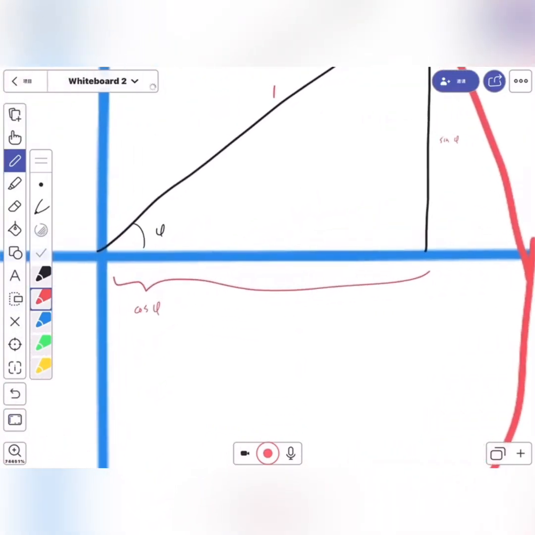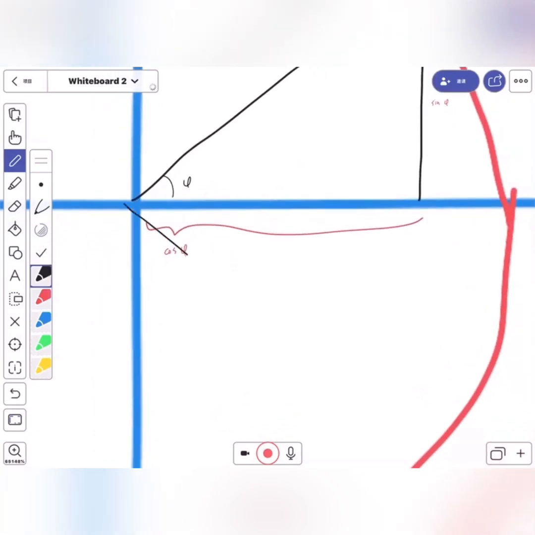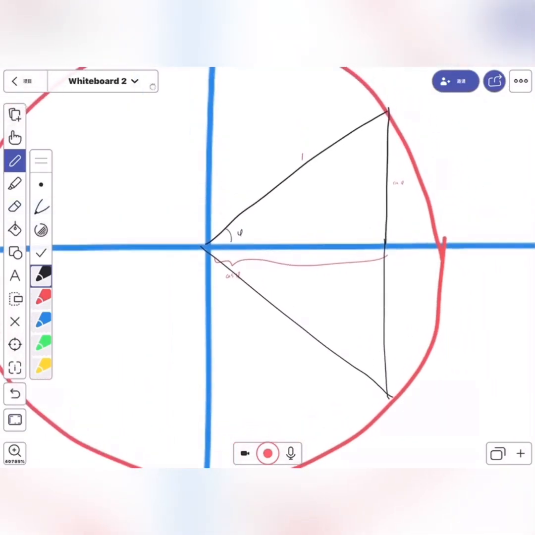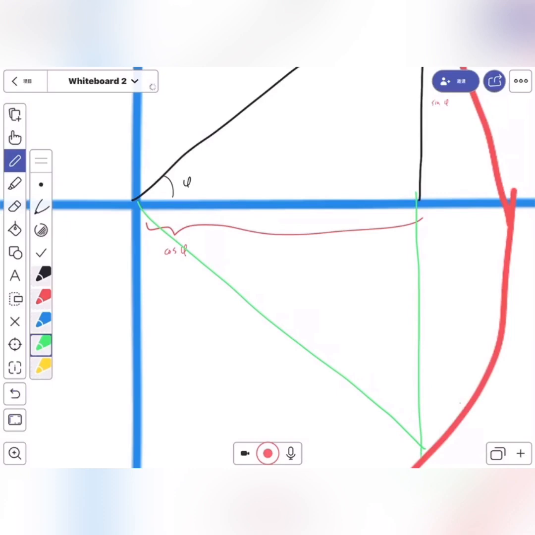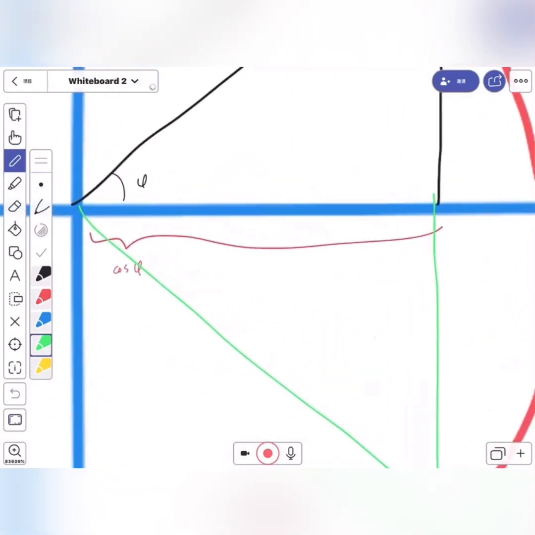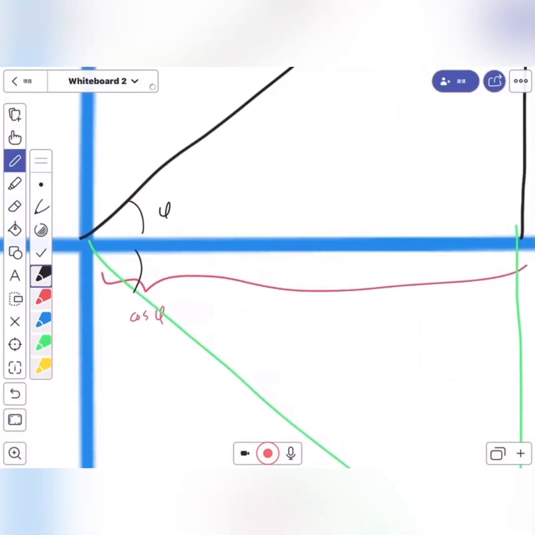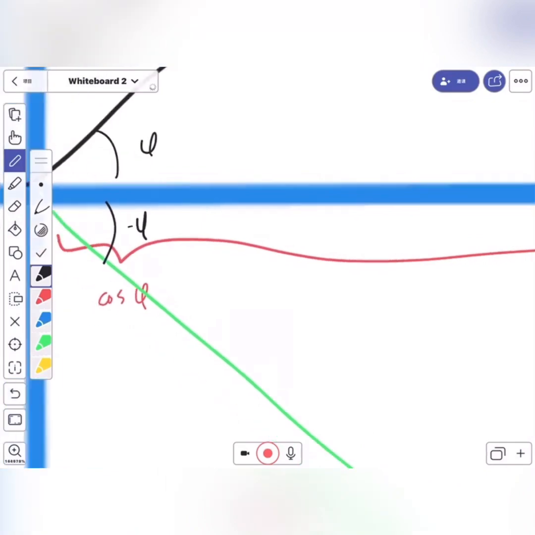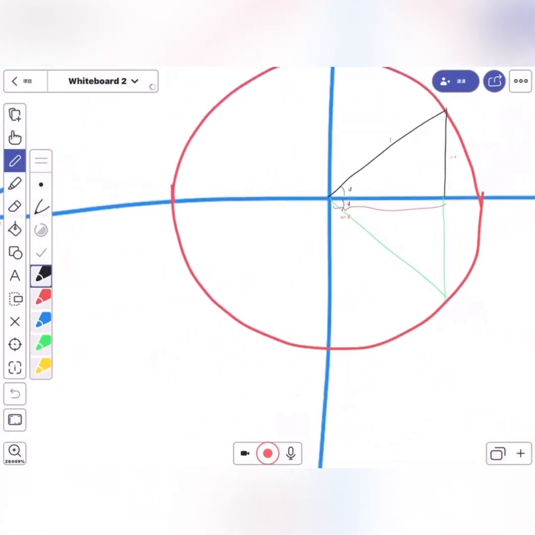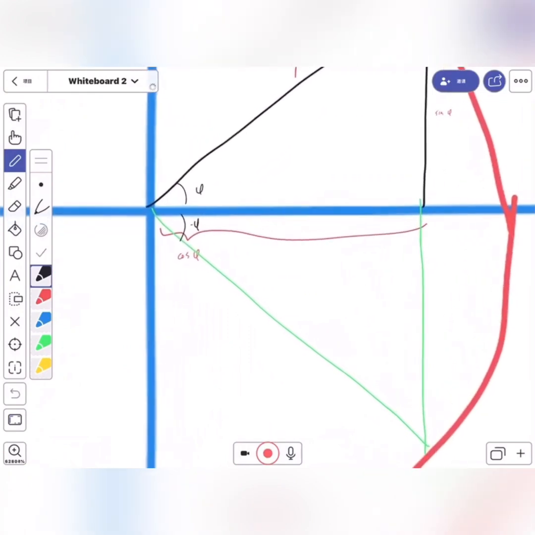Now, what if I reflect this downward? Let me use a different color for the sake of clarity. So I'm going to make a reflection downward. This angle is actually still phi, but we're going to write this as negative phi because it's an angle below the x-axis.